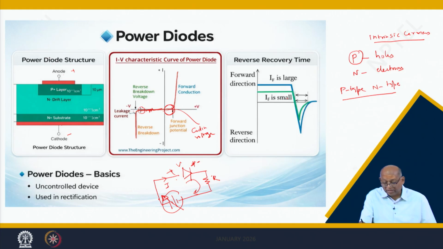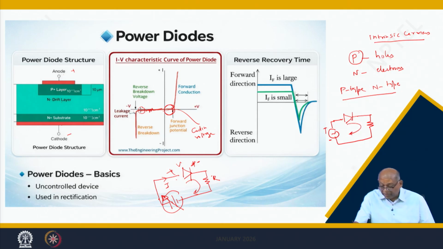And what you see in the right hand side diagram is called the reverse recovery. Suppose you have a diode here and a resistance here, and you supply an AC voltage, plus minus. When it is plus with respect to this, it will conduct, but the moment it reverses, it will stop. While stopping, there is some charge, because this is a PN junction, and the charge has to be swept aside.